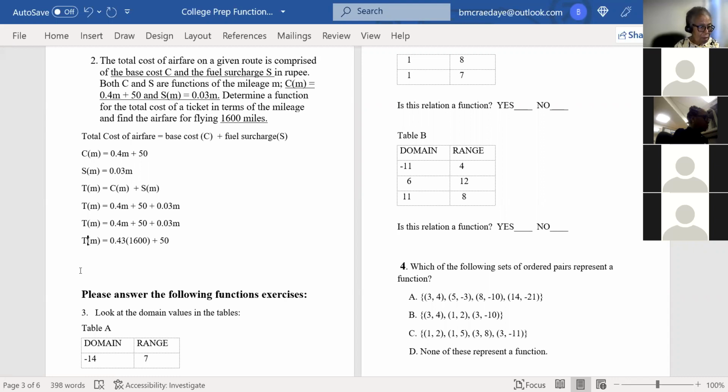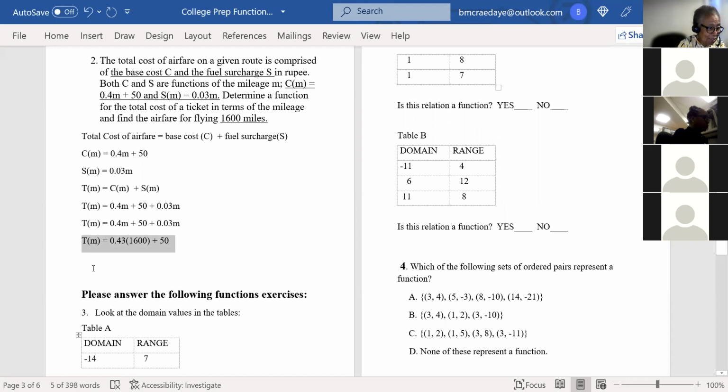What did you get, Latoya? 688. What, you threw away your 50? She showed the four. Yeah, that's right. Oh, didn't add the 50. You threw away your 50. Okay, so that's... 723.